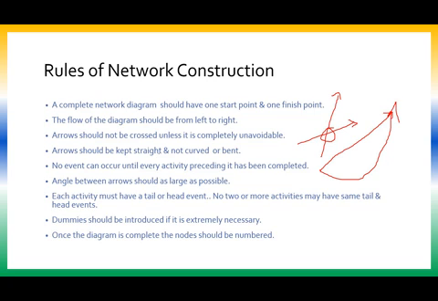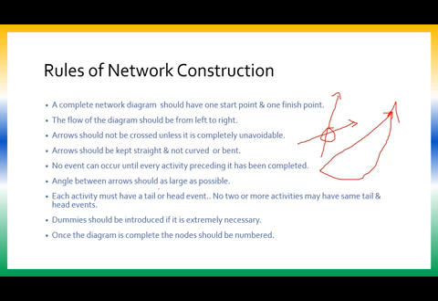So no event can occur until every activity preceding it has been completed. This means every activity should start at an event and every activity should terminate at an event. That means before the beginning of the line you need to have a circle, and at the end of the line also you need to have a circle.